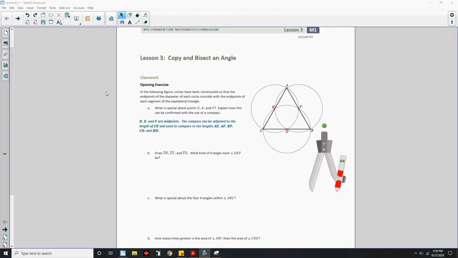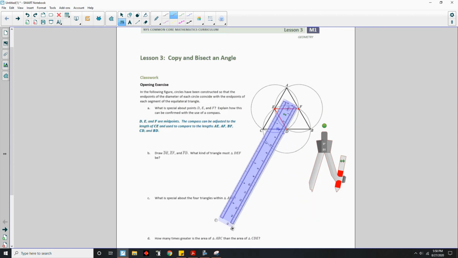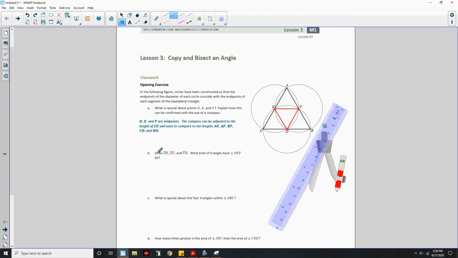Okay. Part B says to draw line segment DE. So let me get a ruler. Okay, so DE, so if I put my ruler end 0 on E and put that there, and then if I draw a line segment DE, as they told us to do, and then EF, so just rotate this over to here and draw a line segment from E to F, and then finally FD, so put this at 0 there, rotate it to D, and draw a segment. Okay, so draw DE, EF, and FD.